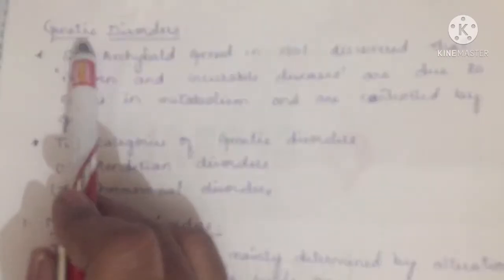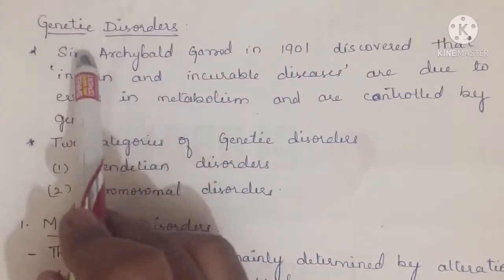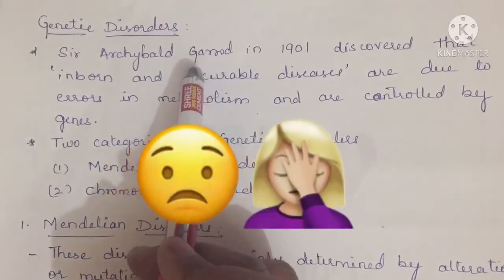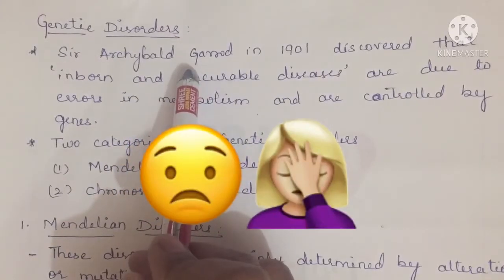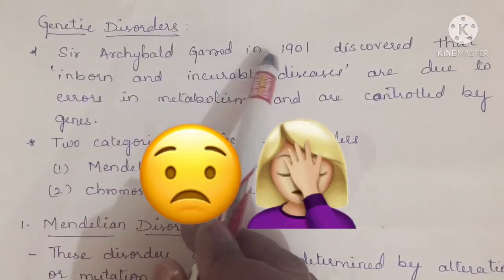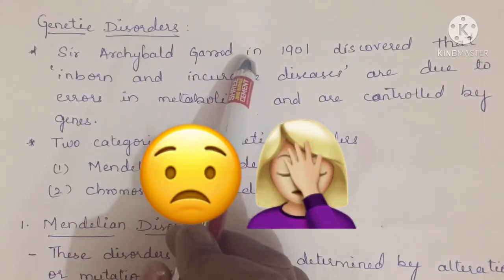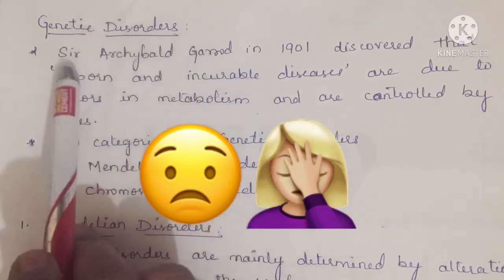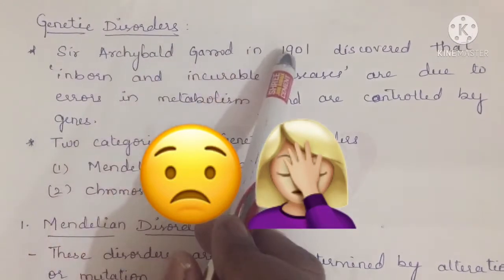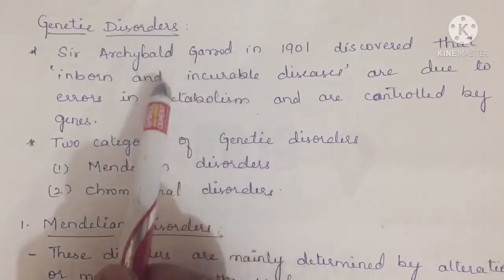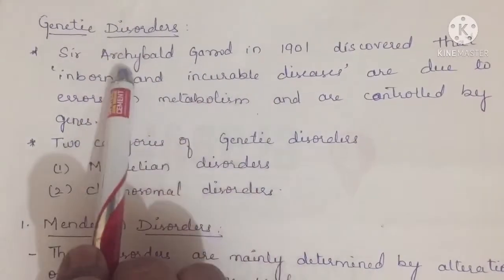In these genetic disorders, you can find I have mentioned Sir Archibald Garrod. I made a mistake in my previous video on pedigree analysis. What did I say? That Sir Archibald Garrod in 1901 discovered pedigree analysis. That's my big mistake. Actually, Sir Archibald Garrod in 1901 discovered the inborn and incurable diseases. Inborn and incurable diseases were discovered by him.